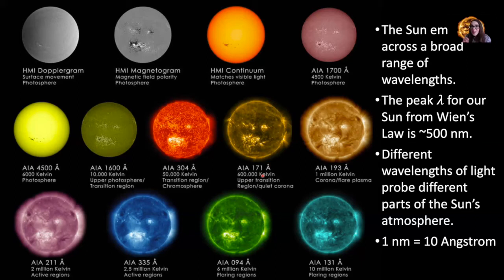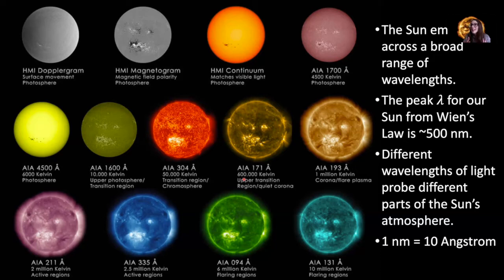But also, this part of our sun is incredibly hot. Remember, the things that emit light at shorter wavelengths, higher frequency, tend to have higher energy. So that part of the sun's atmosphere is actually a lot warmer than the sun's surface. So this image here shows us parts of the sun's atmosphere that are achieving temperatures of about 600,000 degrees Kelvin. Okay, so the peak wavelength of light for our sun from Wien's law, if you remember that from earlier in the semester, is about 500 nanometers.